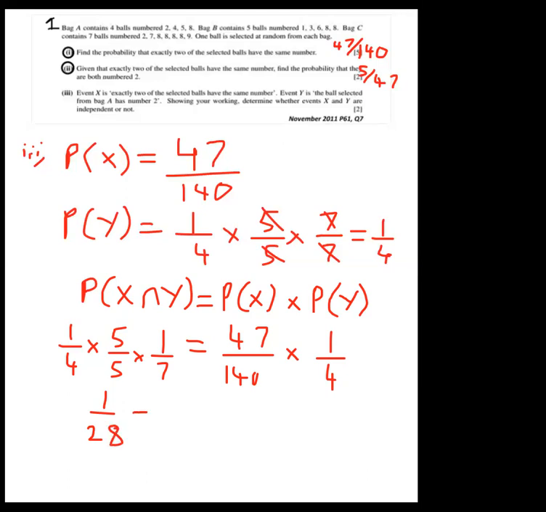So this is 1 upon 28 on the left side. On the right side, we're getting 47 upon 140 times 1 upon 4. So this is 47 upon 560. So since these are not equal, so not independent. That's the first question.